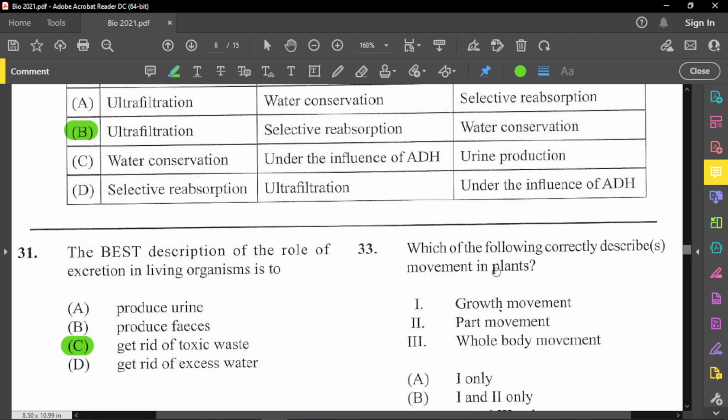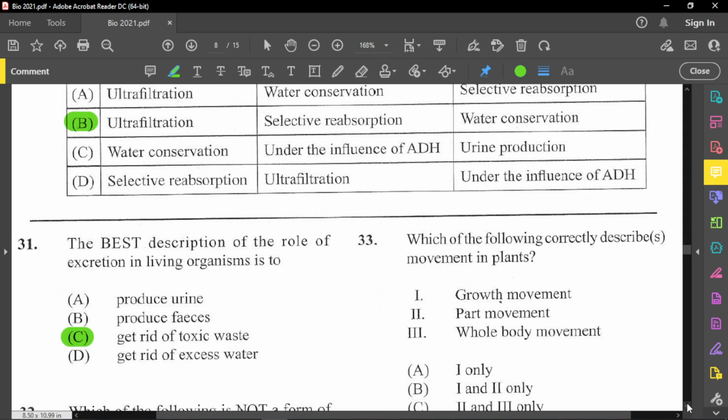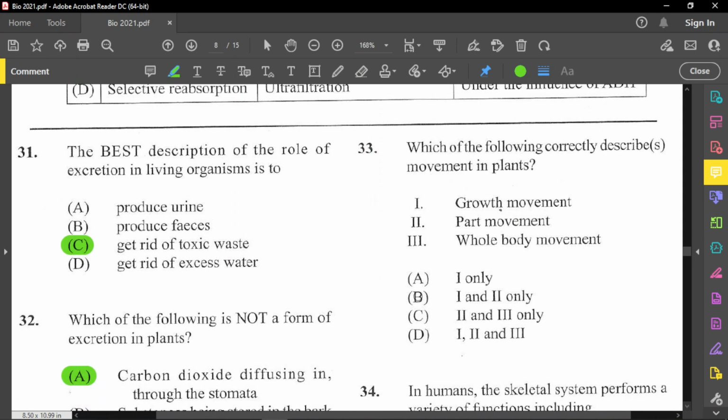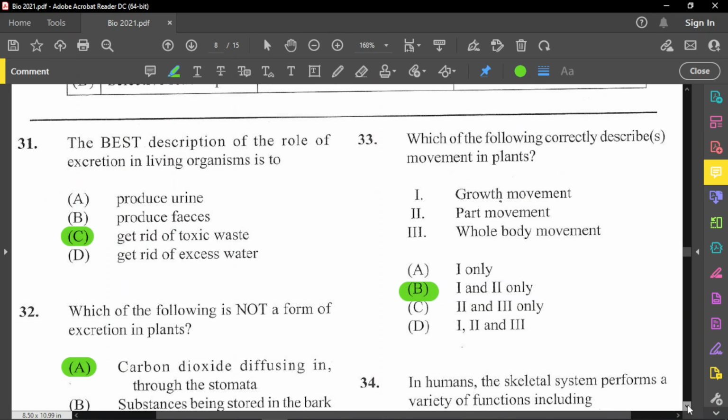All right, so question number 33 said, which of the following correctly describes movement in plants? And we have growth movement, which is absolutely true. Part movement is true. Whole body movement is not true. So the option must be 1 and 2. So yeah, 1 and 2, which is B, is correct. All right, let's go to question number 34.